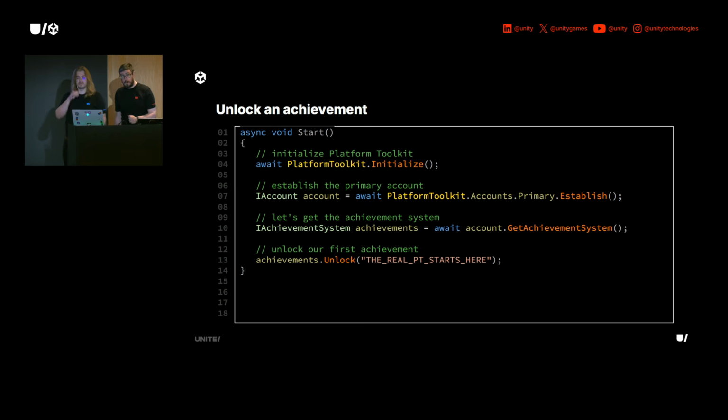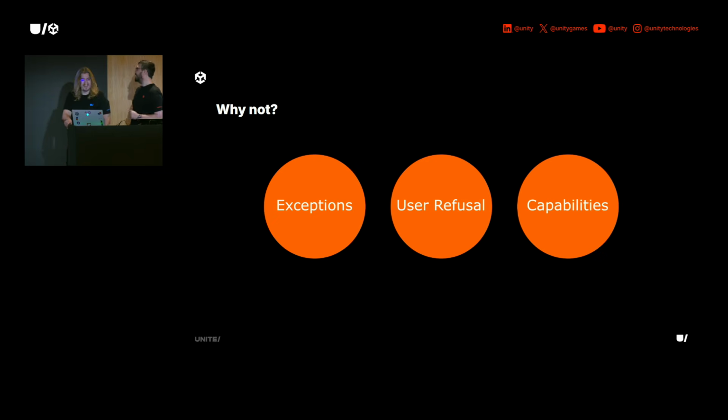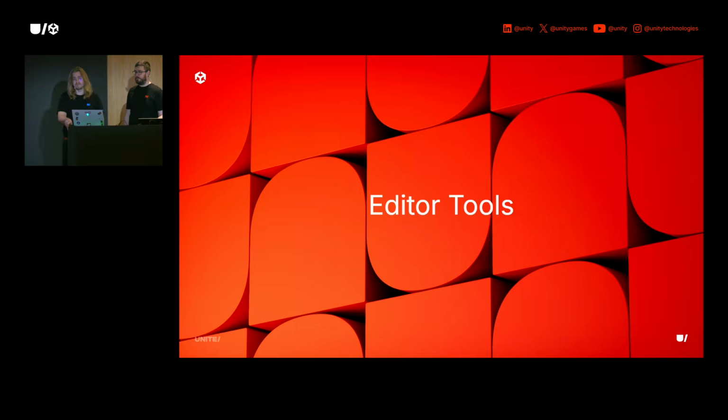And this will absolutely work on some platforms. But don't actually do it this way. If you want your game to work across platforms, this won't always work. The user might actually refuse to sign in. That's a thing that can happen on some platforms. What would happen if the platform didn't actually support achievements of any kind? We should probably test for that too. We'll take a look later at what kind of things need to be considered when using Platform Toolkit across platforms. But don't worry, we provide all the tools you need to make this work.